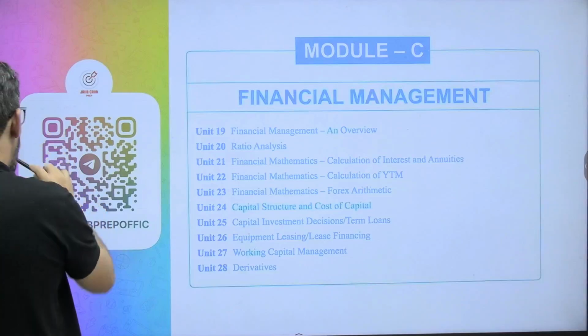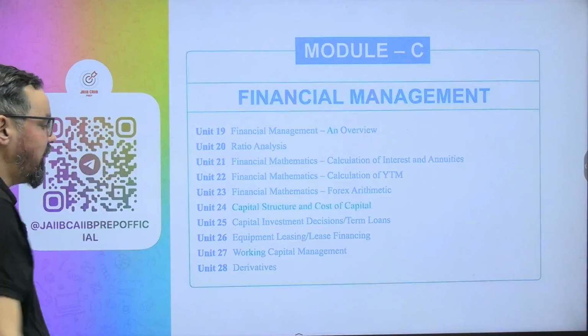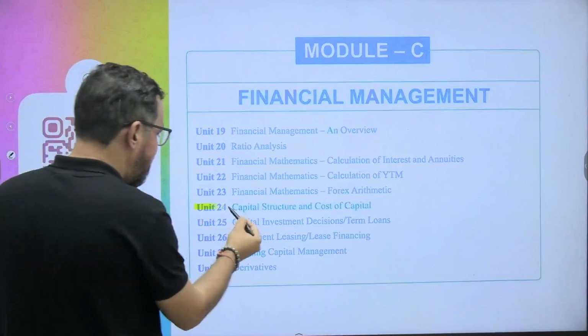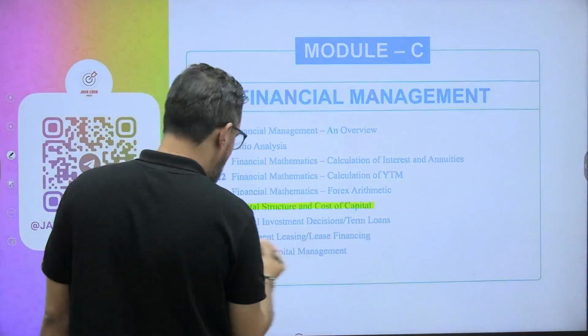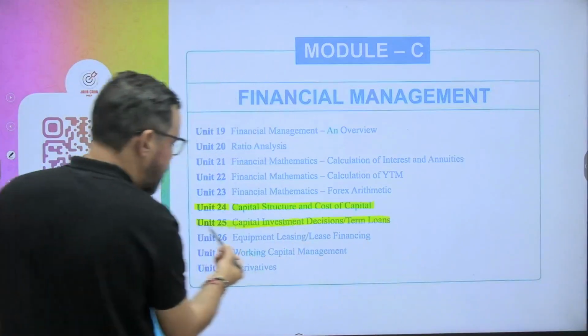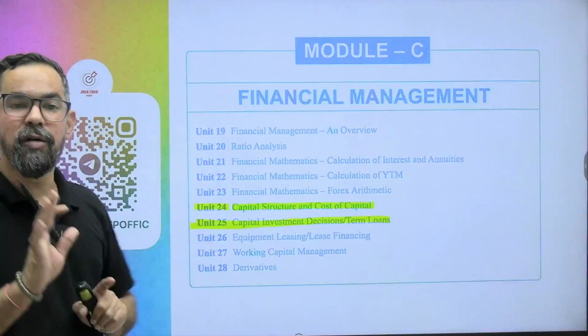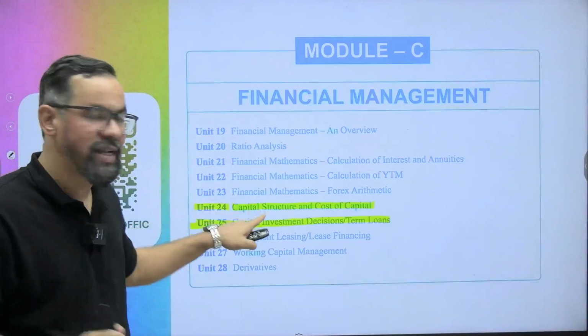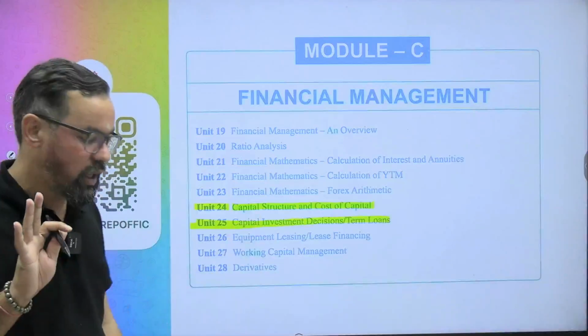In this session we are going to start with unit number 25 from Module C, which is all about capital investment decision and term loan. Again, a very important unit, full of concepts and fundamentals. It is linked with your capital structure decisioning.